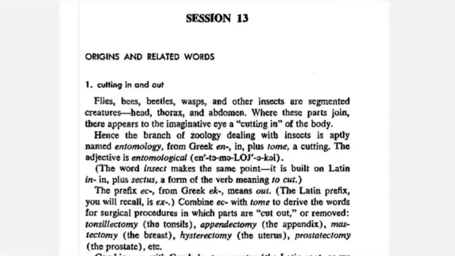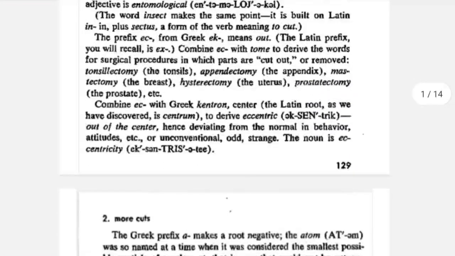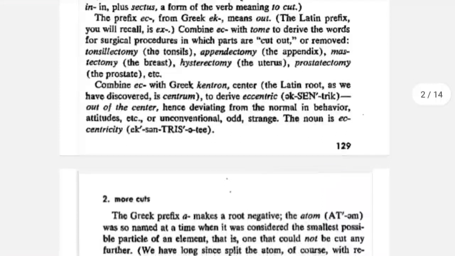Session 13 of Word Power Made Easy. The first root that we are going to learn today is EC or EK, which means out. The next root is TOME, which means to cut or a book. So first we are going to take the meaning cut and see the following words.